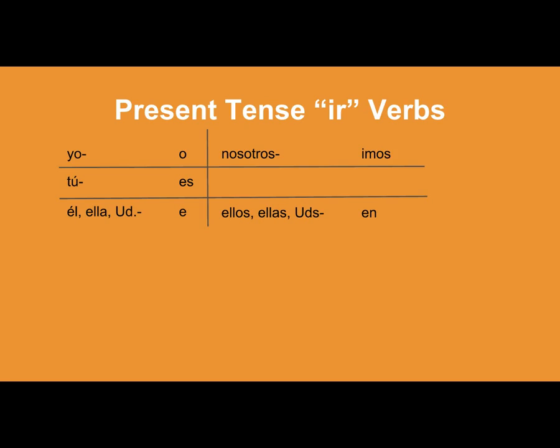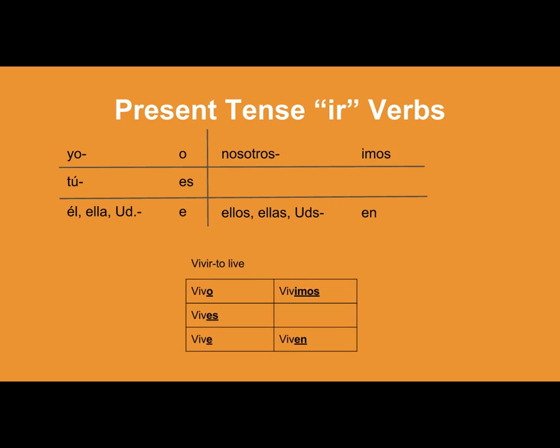An example of an IR verb that you'll come across a lot in your class is vivir, which means to live. Vivo, vives, vive, vivimos, viven are the conjugations of vivir.